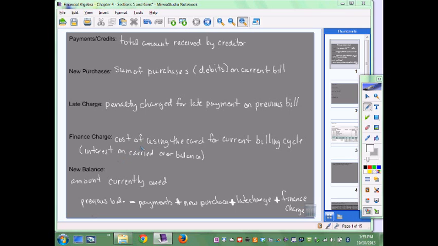Finance charge is the cost of using the card. That's the interest on the carried over balance. So again, if you pay it off at the end of the previous month, there is no finance charge. And then the new balance is the amount that you currently owe total. So it's the previous balance minus the payments, plus new purchases, plus any late charges, plus any finance charges.